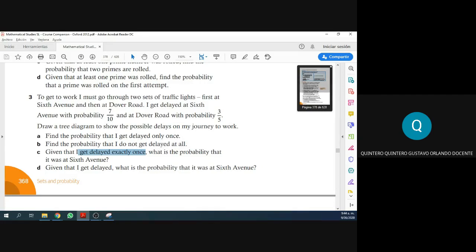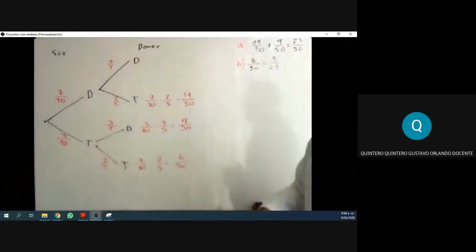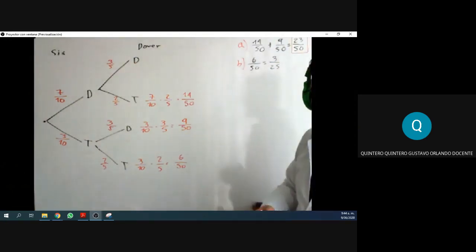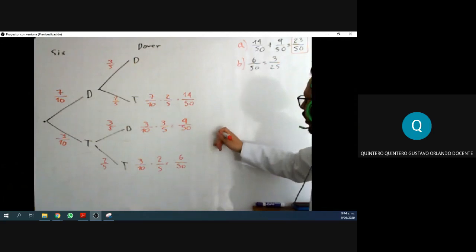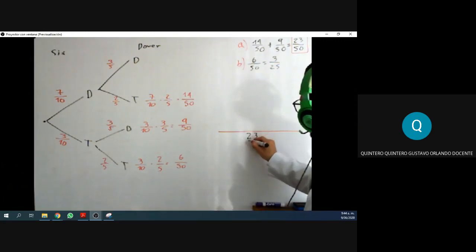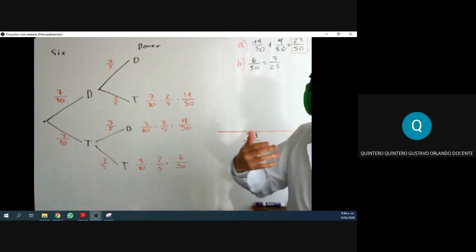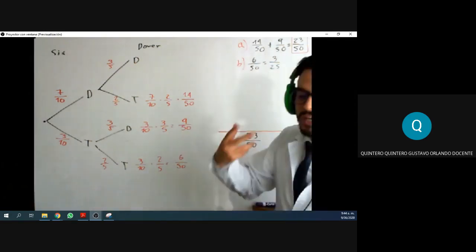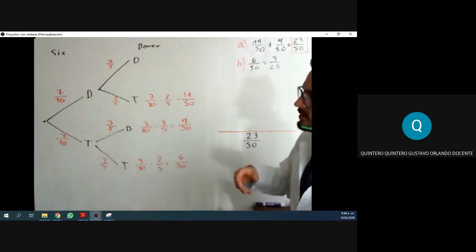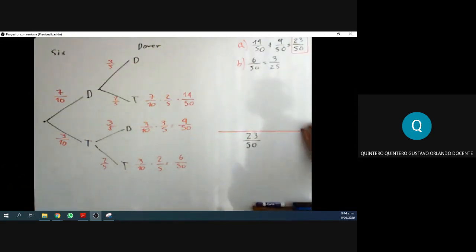We have it over here. The probability of us getting delayed exactly once is this one, 23 over 50, right? So in the denominator of our formula, we are going to have to write down 23 over 50. That is the probability of the condition. And we just said the condition was getting delayed only once, exactly once. So there you go, 23 over 50.